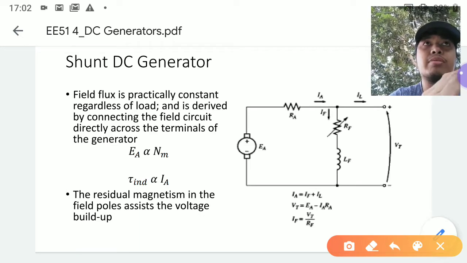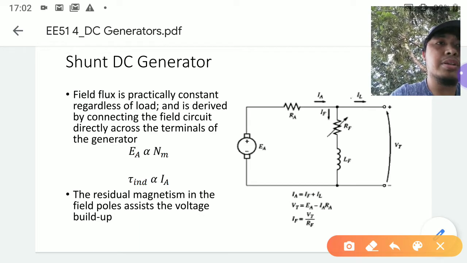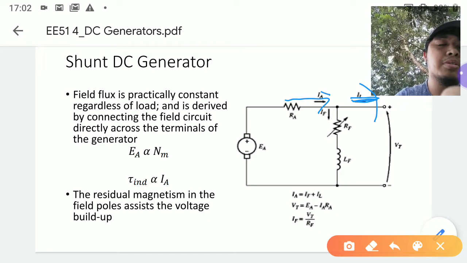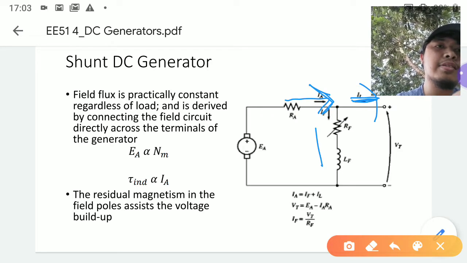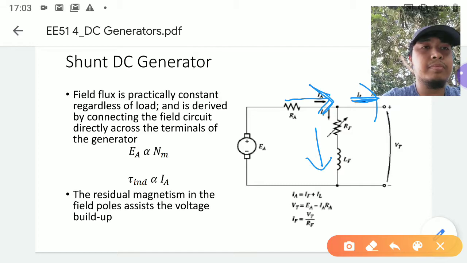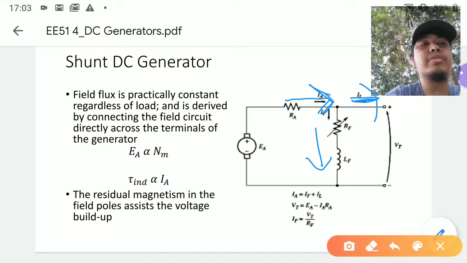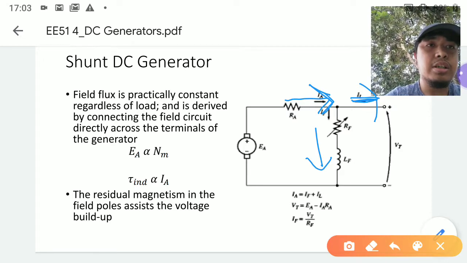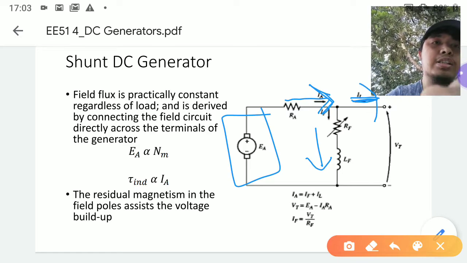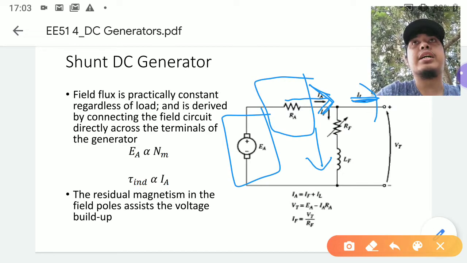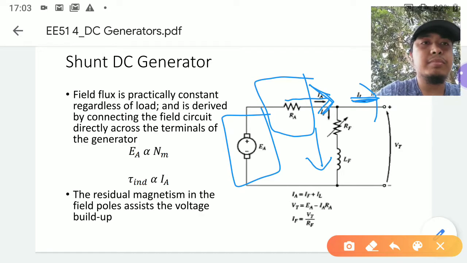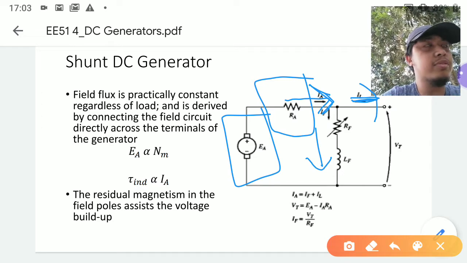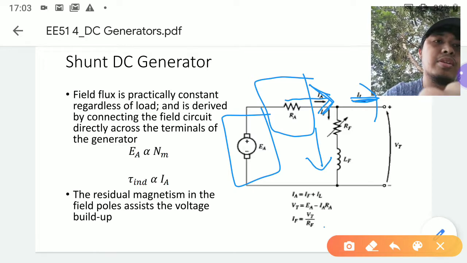The load current is no longer equivalent to the armature current. Your load current is actually equal to your armature current less the field, or your armature current is equal to your field plus your load. Now, your terminal voltage is still equal to your armature voltage less the voltage drop at the RA. And your field current is still equal to VF over RF, but your VF now is equal to VT.